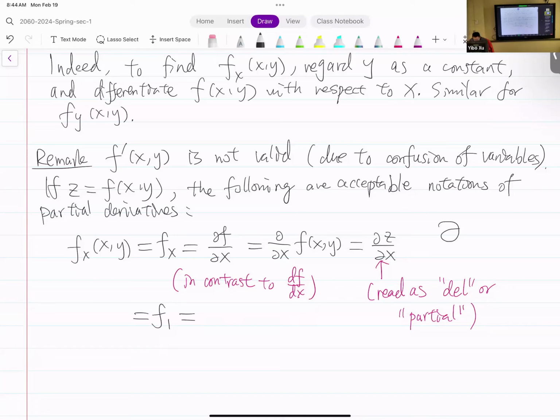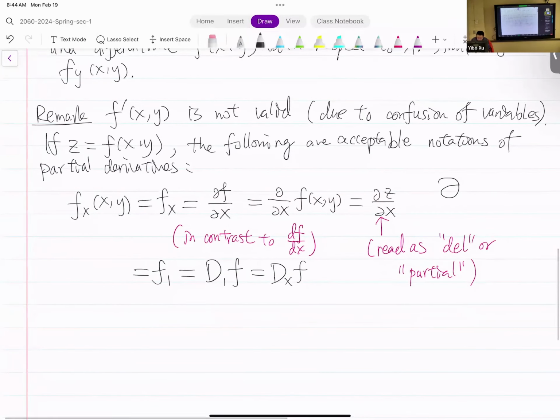And that's also acceptable. And then you can also write a cap D sub 1, just to indicate that this is doing the derivative when we are looking at the first variable. And also it's acceptable to put cap D sub x. So cap D sub 1, cap D sub x, these are the operations of doing the derivatives and the partial derivatives. And then, okay, this is a really long list, right? And then for with respect to y, we have the parallel list.